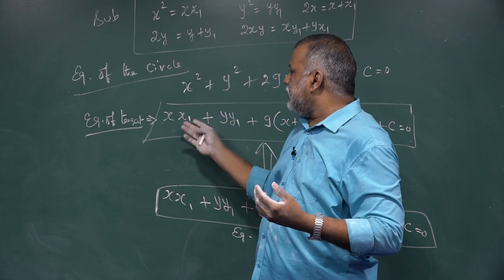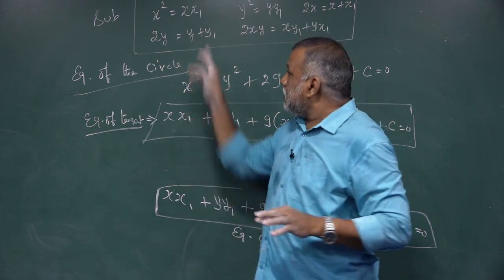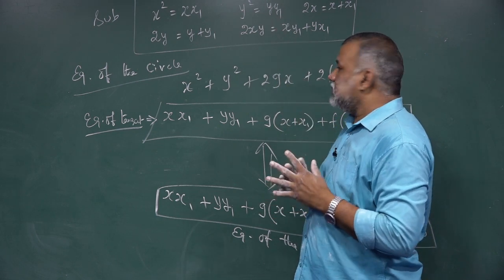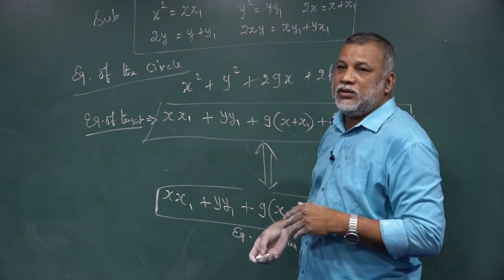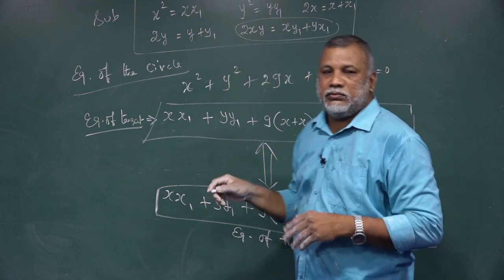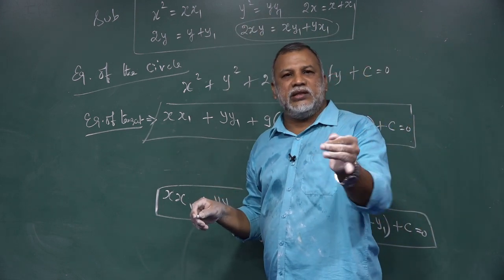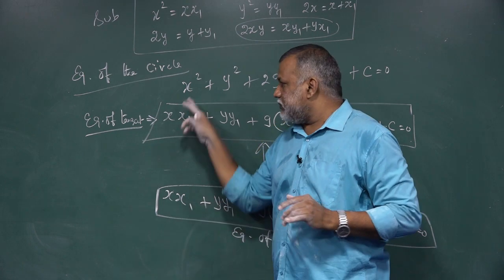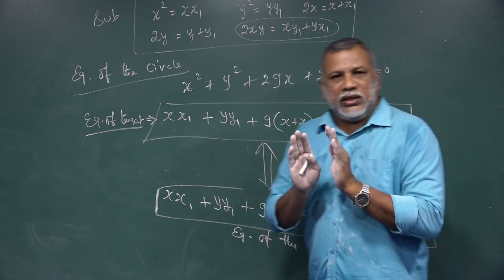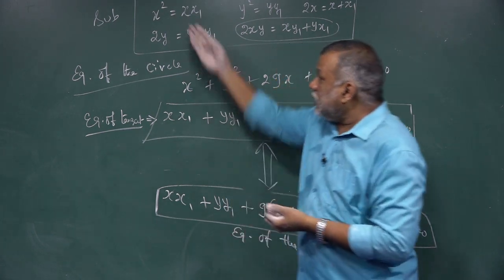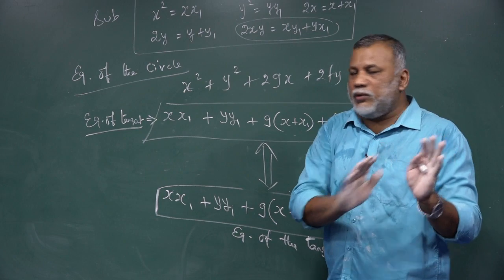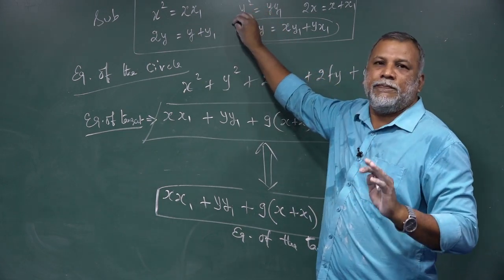So x squared is replaced by xx1, a very short formation. Then y squared is replaced by yy1. The xy replacement is not needed in the circle, because there is no xy coefficient in the general form of the equation of the circle, x squared plus y squared plus 2gx plus 2fy plus c equal to 0. We use this logic only when we are working out the problems.